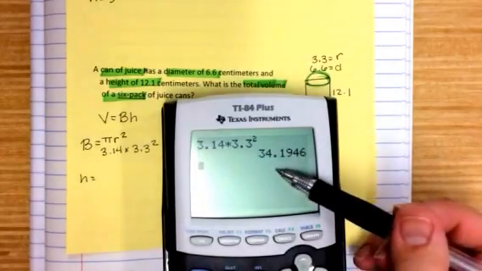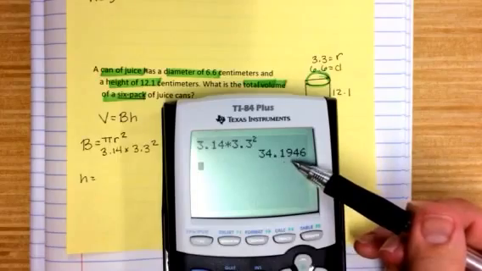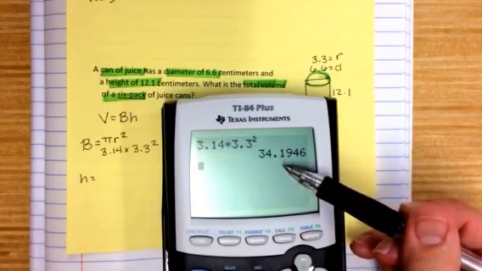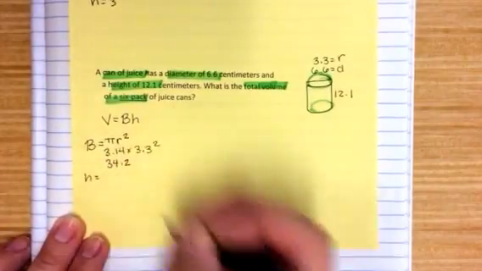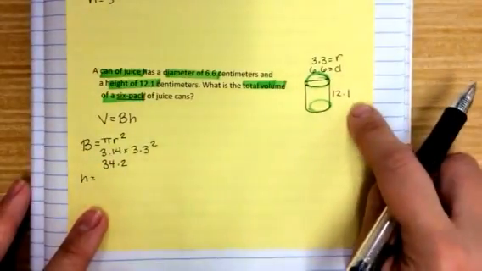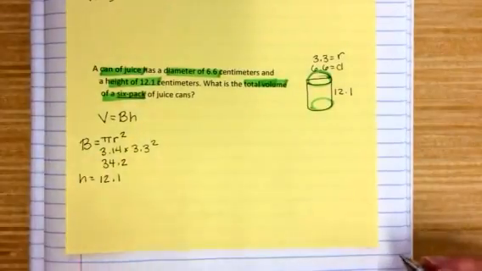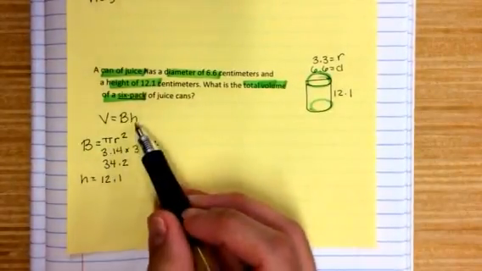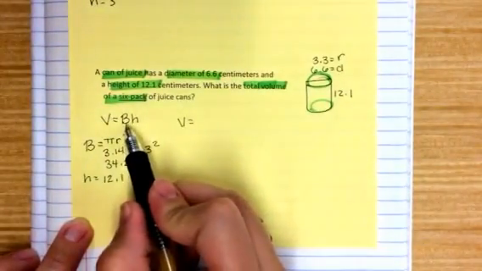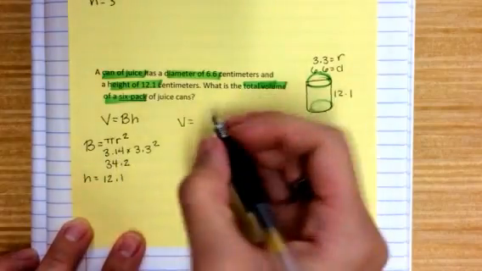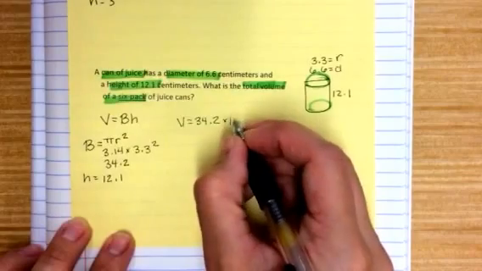And here we go. Let's not write all these numbers. Let's just round to the nearest tenth. So I have a 9 next to that 1. That means the 1 goes up 1, so it's 34.2. And the height is 12.1. Now that I have area of the base and height, I can plug into my original formula. Instead of capital B or area of the base, I write 34.2 times the height, which is 12.1.